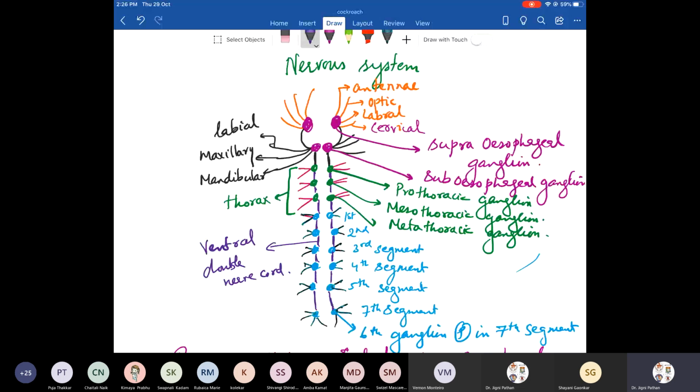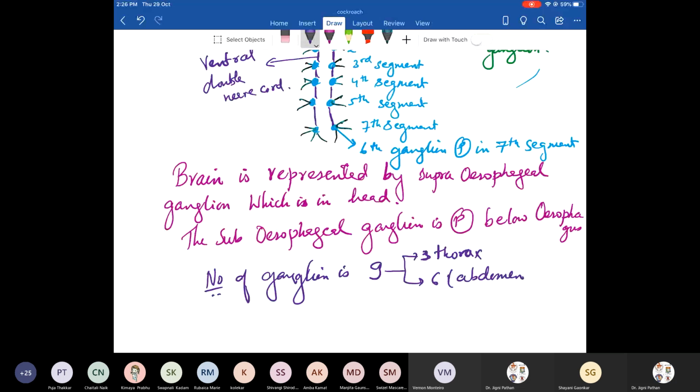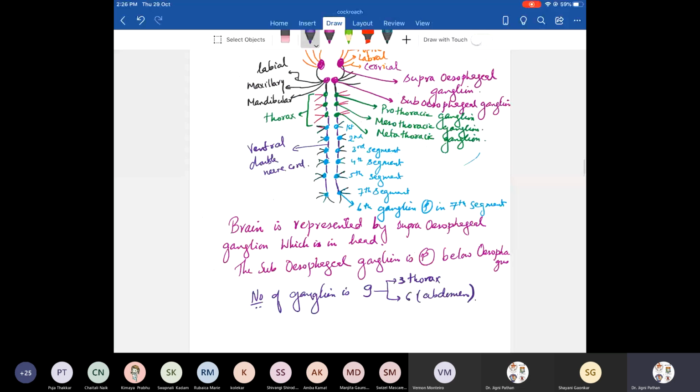So basically, what's the number of ganglia? Ganglia are 9 in total. But 3 are present in the thorax and 6 in the abdomen. Is it clear? Please understand and then write quickly. Take your time, understand and write.